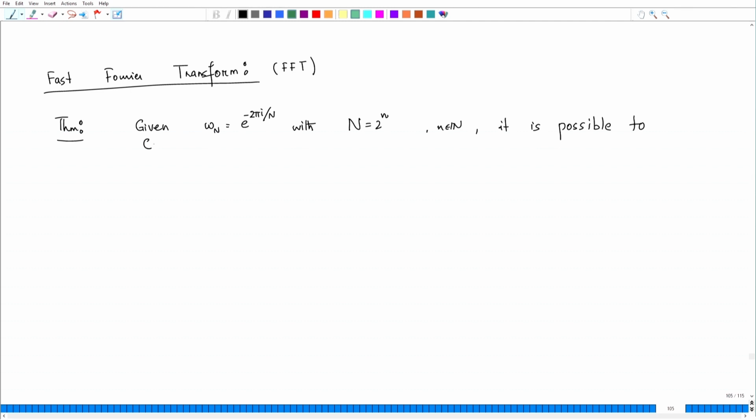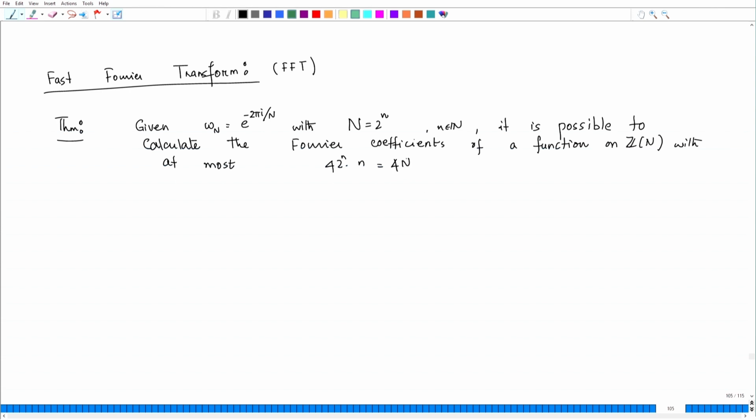It is possible to calculate the Fourier coefficient of a function on Z n with at most 4 into 2 to the power n into n steps, which is nothing but 4 N log N, where 2 to the power n is capital N, and n is log 2 to the base N. So, this is a drastic step.